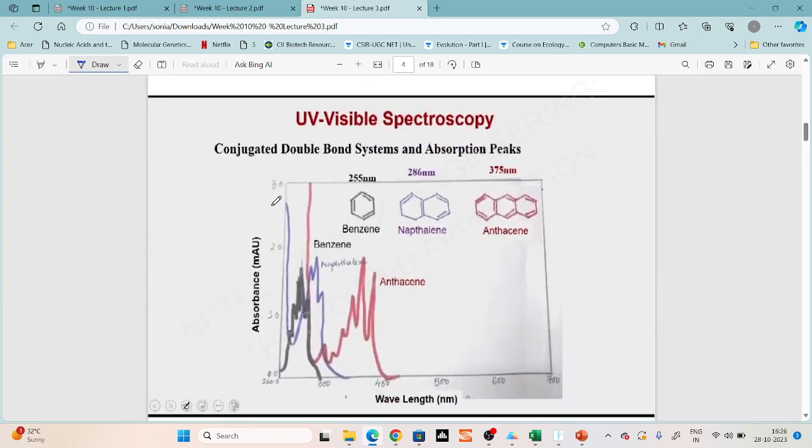Then the effect of double bonds or conjugated double bonds. You can see this is benzene, naphthalene, different peak. Anthracene, the peak is different. You can see how the double bond system and conjugated system is changing the absorbance peak. That means it needs more energy. Anthracene needs more energy than benzene, because benzene is giving your absorbance somewhere here, but anthracene is giving somewhere here. It requires more energy than benzene. So like this.